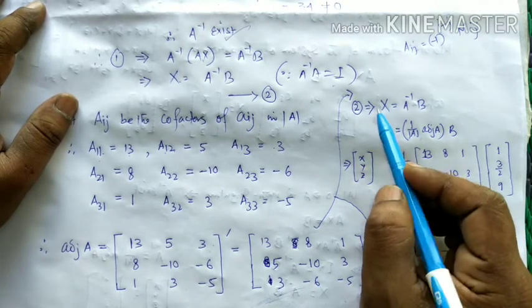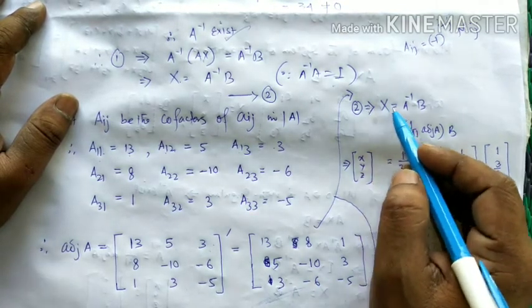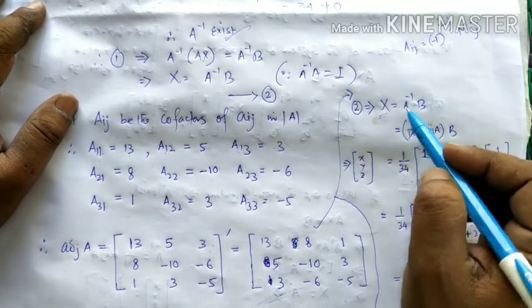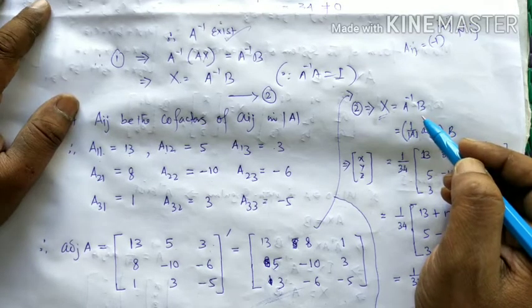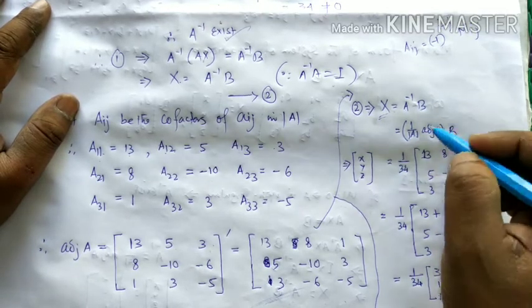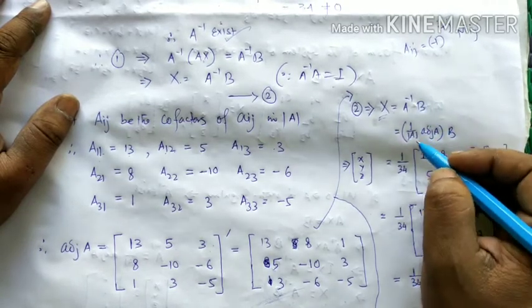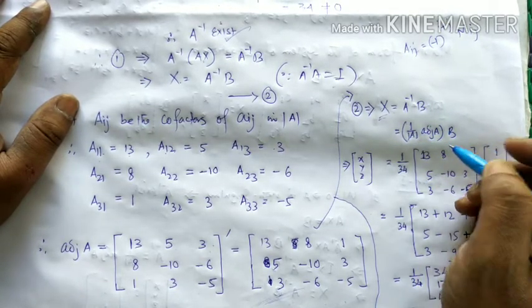Now coming to equation number 2. What do we get from equation 2? Your job is to find X, that means you have to find the x, y, z solution matrix. X is equal to what? A inverse B. So what is A inverse? 1 by determinant of A into adjoint of A.